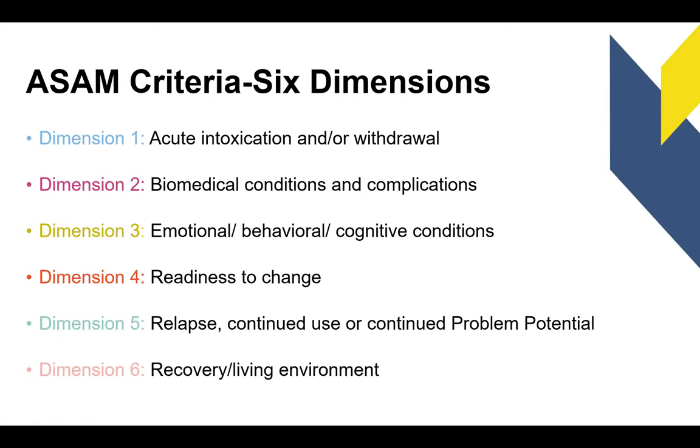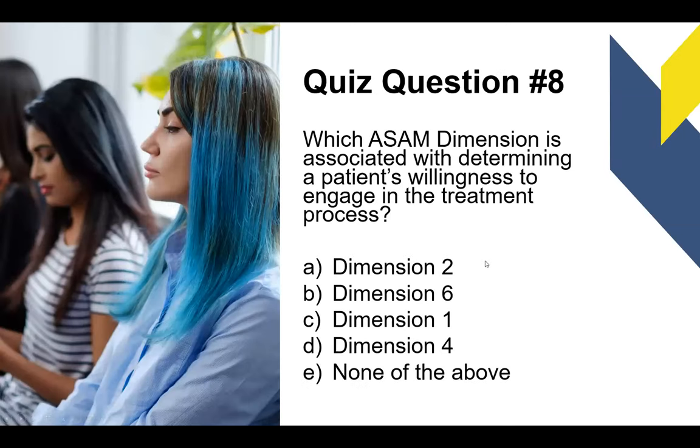Dimensions 1 through 6, think of this on this biopsychosocial scale. Remember, we talked about an assessment being holistic and really covering all aspects, whether you lay the medicine wheel over that or whether you look at it under this biopsychosocial sort of umbrella. It's covering all aspects of a person's being. These are the 6 dimensions and how they're broken down. So here we go. Which ASAM dimension is associated with determining a patient's willingness to engage in the treatment process?